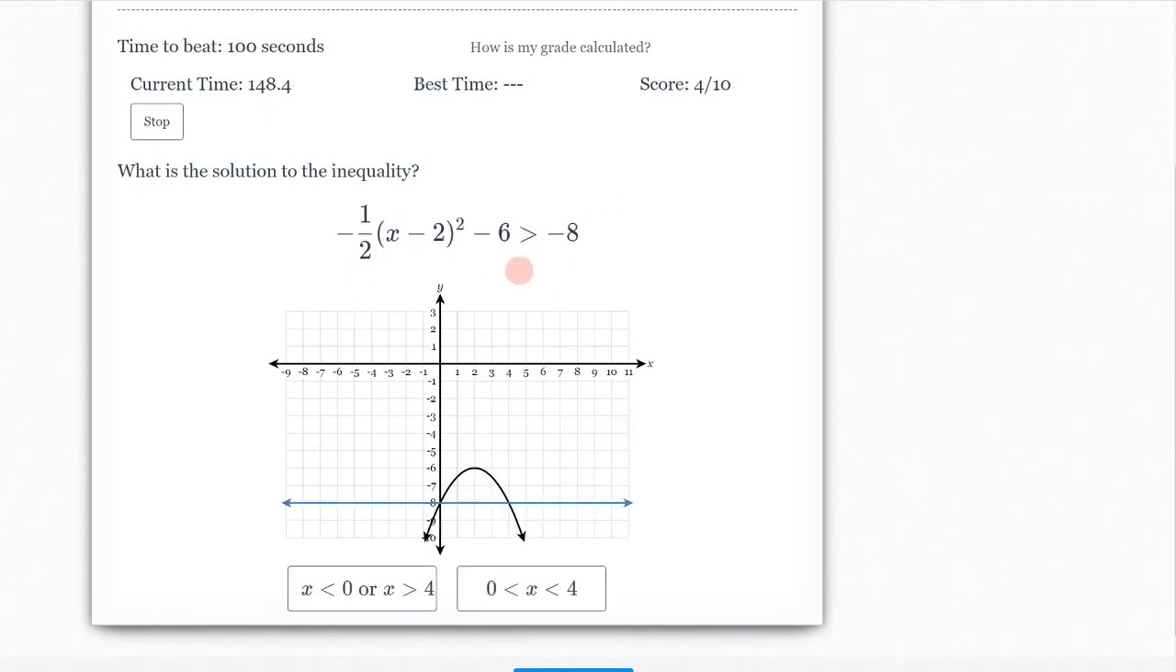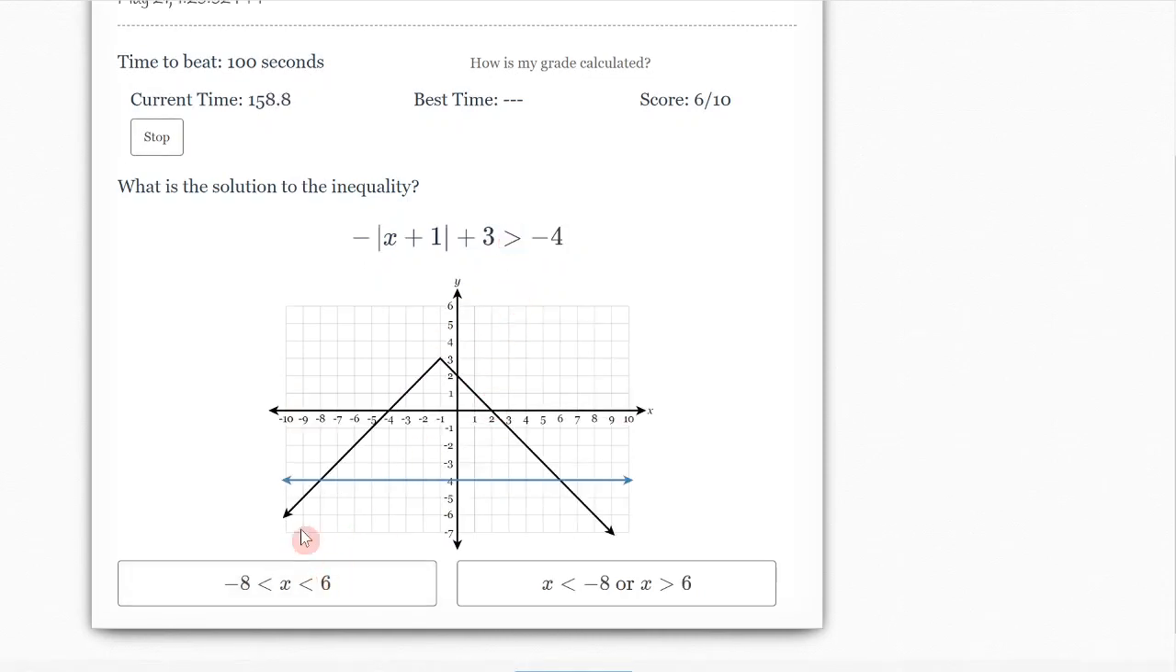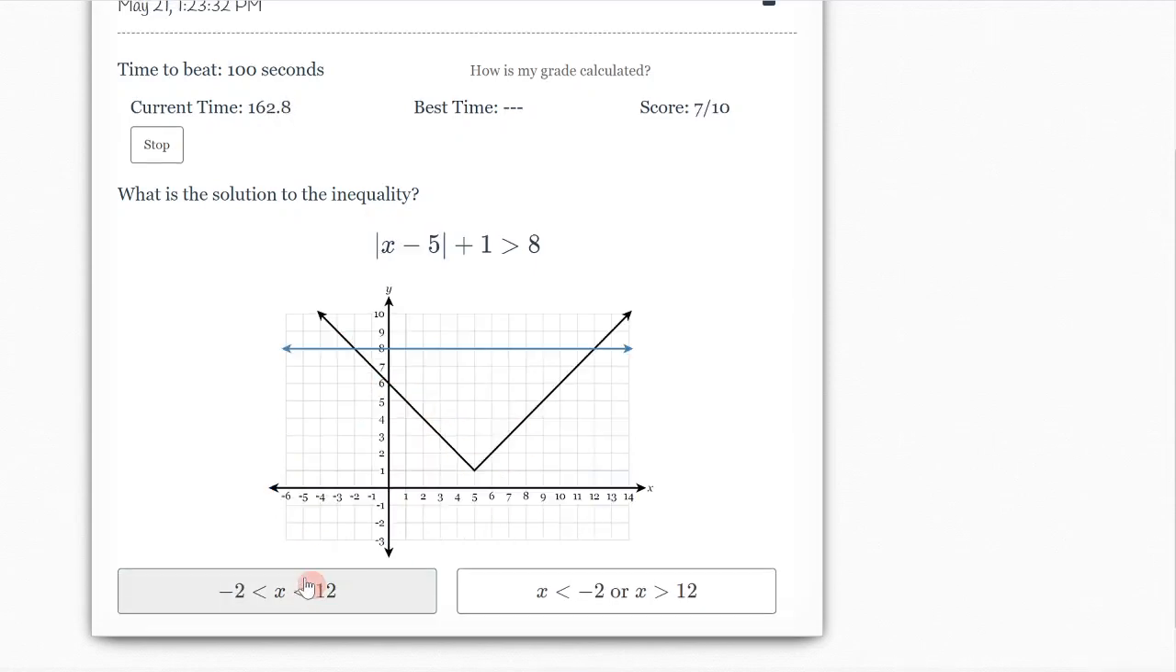Here I want greater than is the one interval inside. Here I want greater than is the interval inside. Here I want greater than, and because it's opening down, again, the greater than is inside. Here I want greater than, and greater than is this point here and this section out here, which is outside.